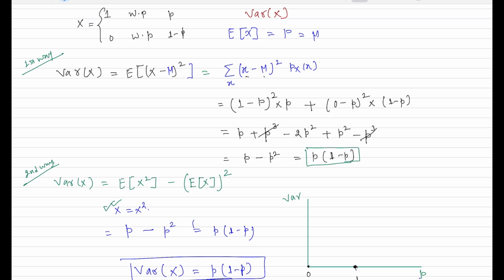And when you take p equal to half, the variance will be maximum, that is 1 divided by 4, and overall we have this downward parabola. So we will have this kind of shape. This will have the maximum when p is half, where the variance will be 1 divided by 4.